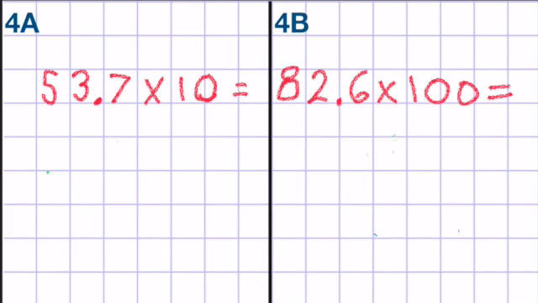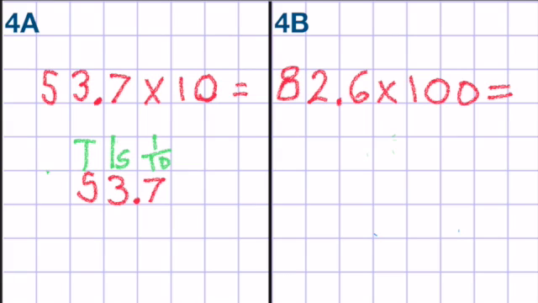4a and 4b, we have got multiplying a number by 10 and multiplying a number by 100. So think about your place value headings, press pause, and then we'll go through it together. Okay, so 53.7. I am going to have to write on here 53.7, and I'm going to write my place value headings. So that's my tens column, my ones column, and my tenths column.